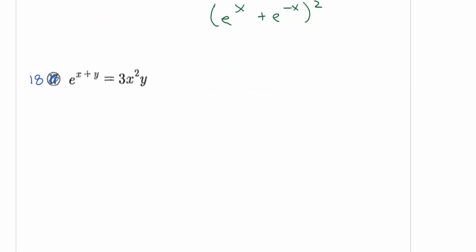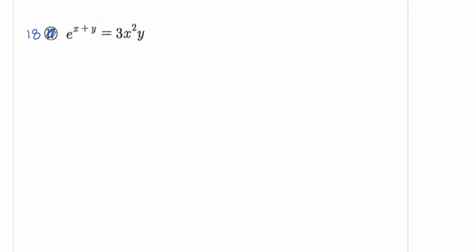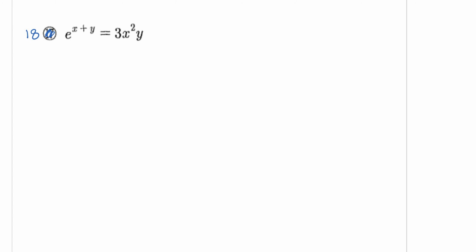Okay, let's move on to question number 18 here. And for question number 18, this question will take a few steps to solve because it's an implicit derivatives problem. All right, so in order to do the implicit derivative problem, you have to take the derivative of the left-hand side, and you also have to take the derivative of the right-hand side.